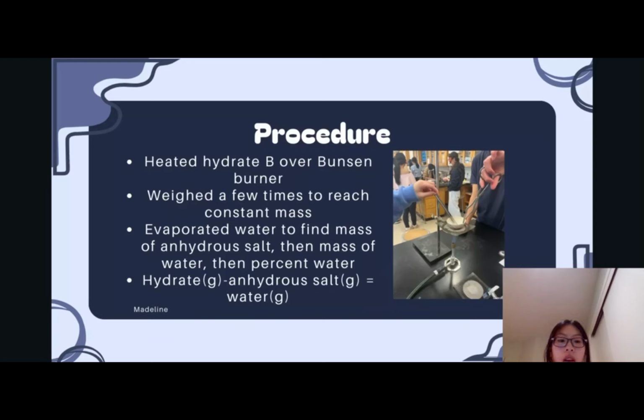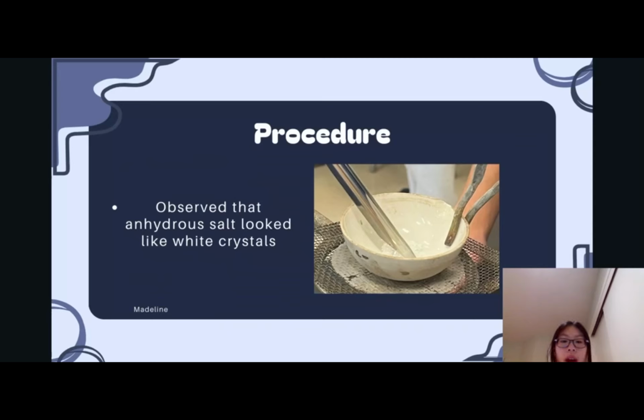We decided to use evaporation so we could remove the water from the hydrate and find the mass of the anhydrous salt. This helped us answer our hypothesis because we were then able to find the mass and percent of water by subtracting the salt from the hydrate. We also chose to use a Bunsen burner instead of a hot plate because it's a rapid and concentrated heat source that made it easy for evaporation. After the anhydrous salt reached a constant mass, we weighed it and observed that the anhydrous salt looked like white crystals.